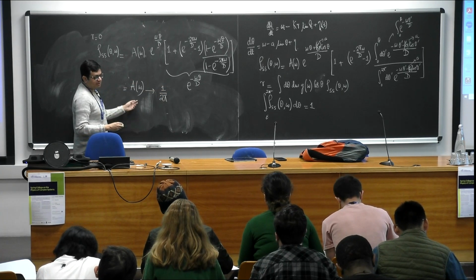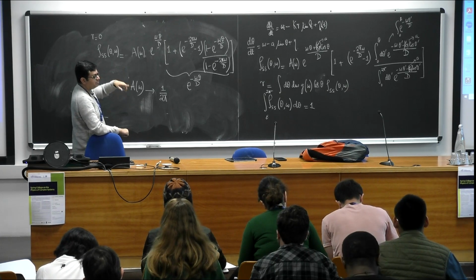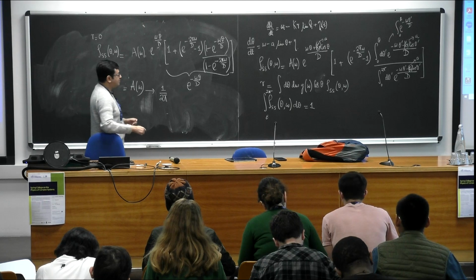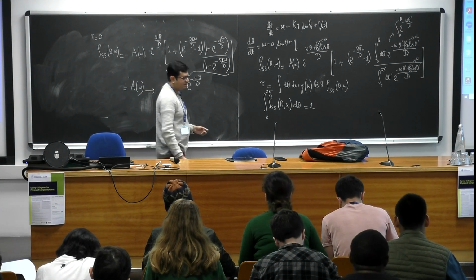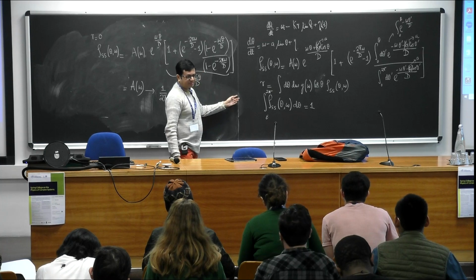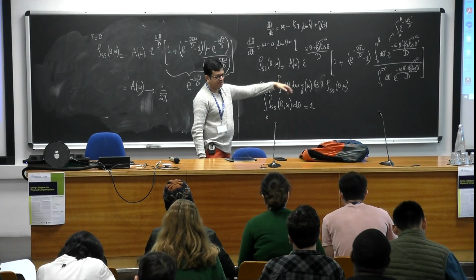So this is exactly what you should have gotten because this is an unsynchronized state. So the phase points are uniformly distributed between 0 and 2 pi. So you should have gotten 1 by 2 pi and that is exactly what you get. I guess this calculation is okay, right? What I did was I just put r equal to 0 and just evaluated those integrals.